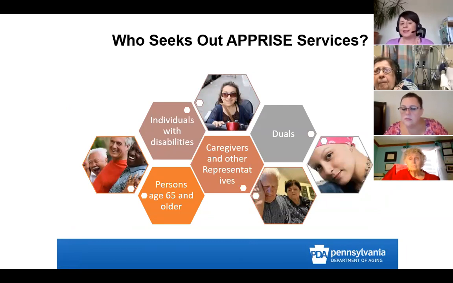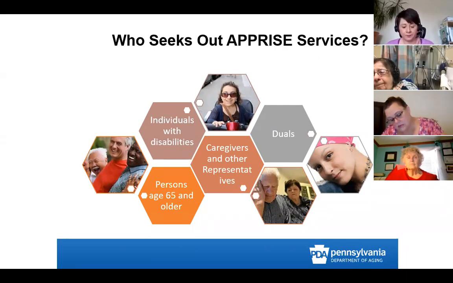People often ask us, who seeks out your services? Who needs the APPRISE services in Pennsylvania? Well, for the most part, individuals who are becoming eligible for Medicare, and of course, current Medicare beneficiaries seek out our services. These can be Medicare beneficiaries who are on Medicare due to their age, or we have a lot of Medicare beneficiaries on Medicare due to disability, and we provide the same services for anybody on Medicare, regardless of their age in Pennsylvania.